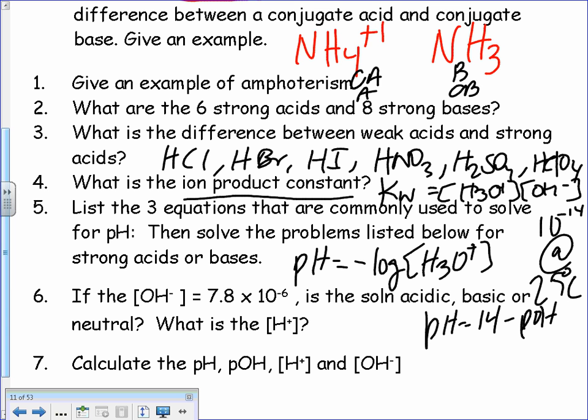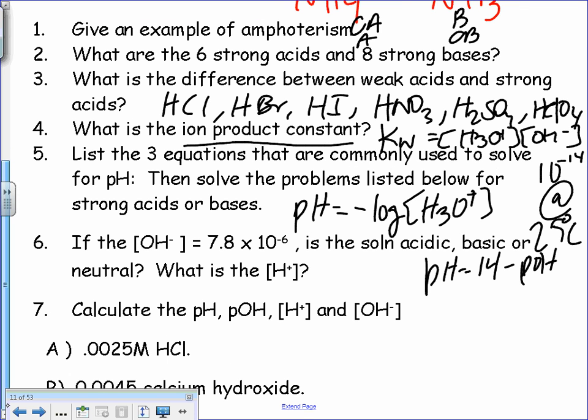And then how do I get to hydronium concentration from pH? Okay, how do I do anti-log mathematically? 10 to the power whatever. So hydronium concentration is equal to 10 to the negative pH. So if the pH was 4, what's hydronium concentration?